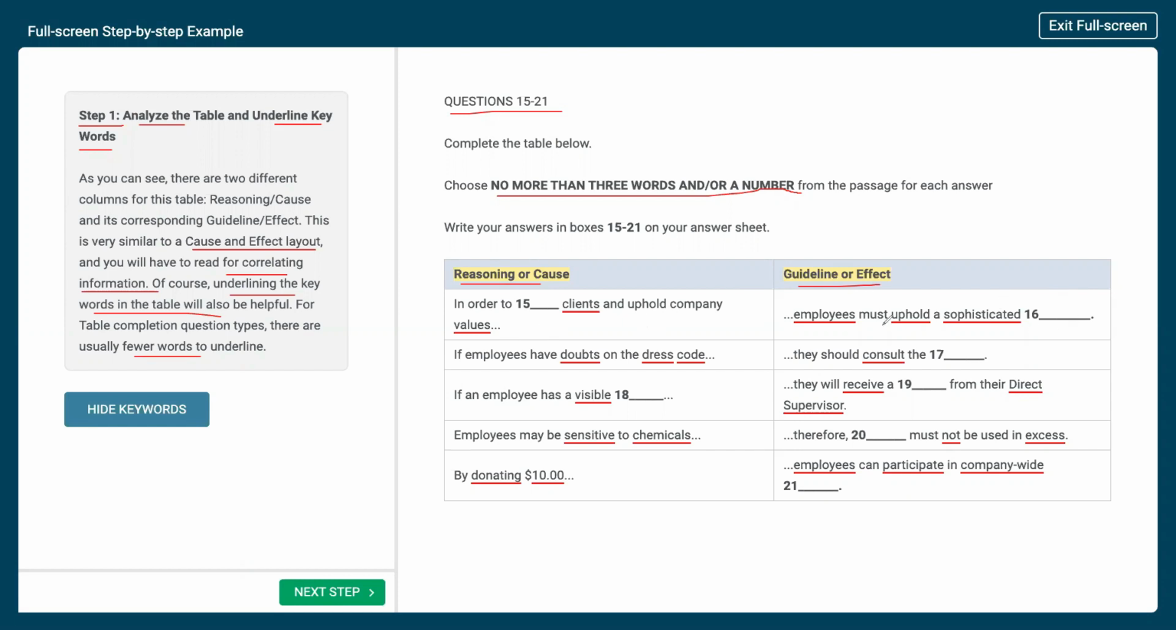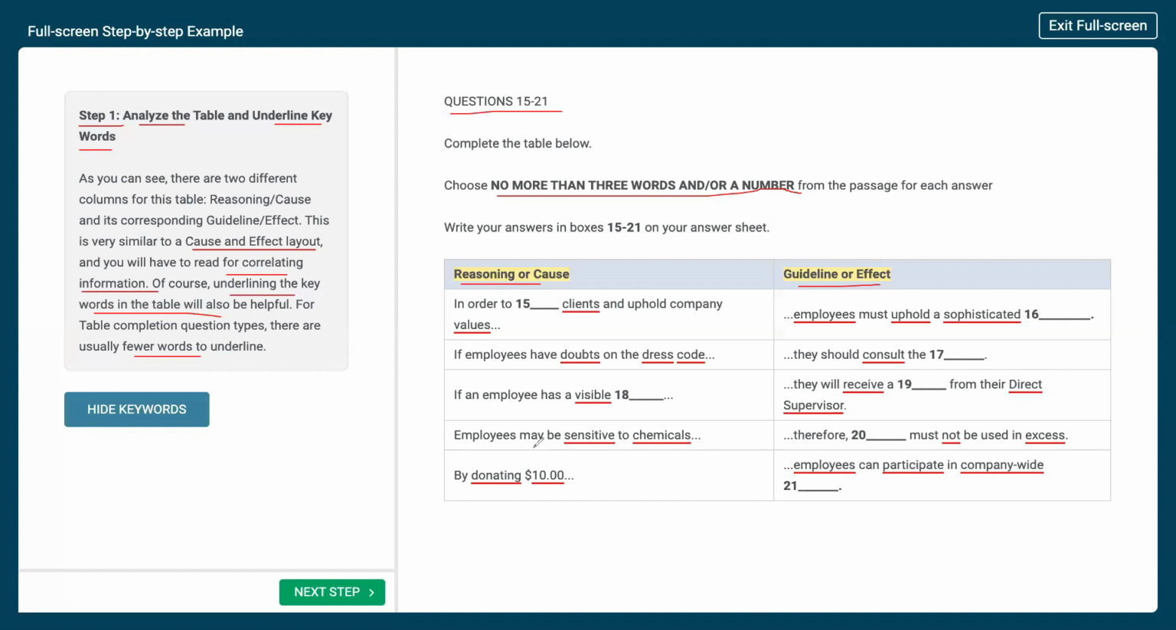All right, let's look at number 17. We have if employees have doubts and dress code. So obviously doubts on the dress code. We see consult something or perhaps someone. We'll get into the grammar in our next step. 18, if an employee has a visible. So I have an underlined employee here because obviously employee is everywhere and it's probably going to be everywhere in our passage. So I'm just looking for the word visible in this case. And then we see here the guideline or effect, receive something, direct supervisor.